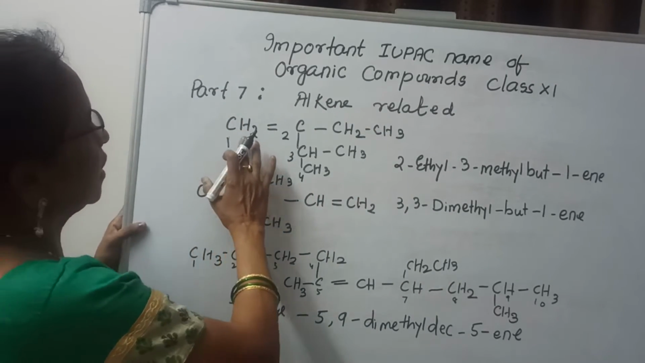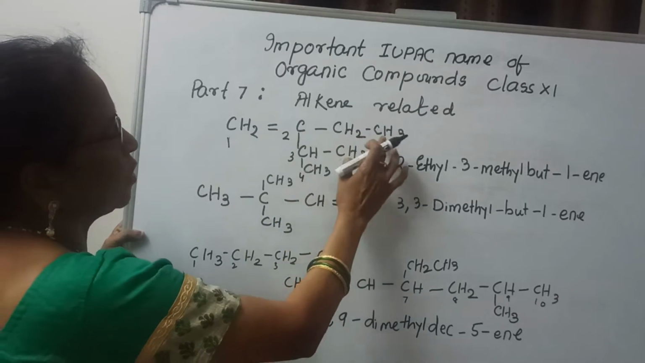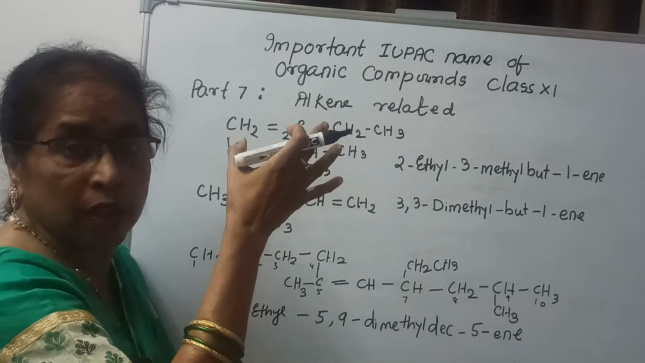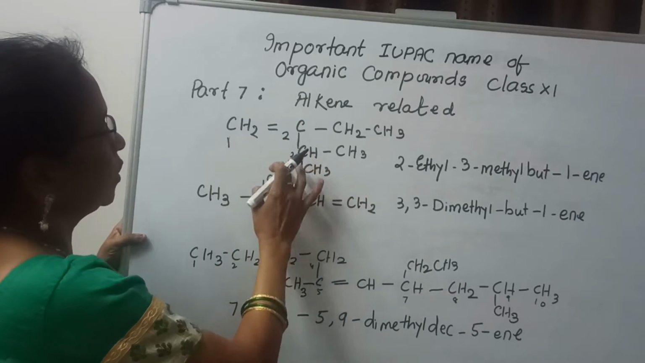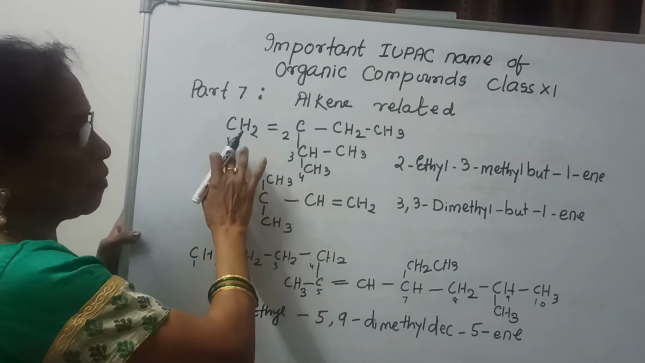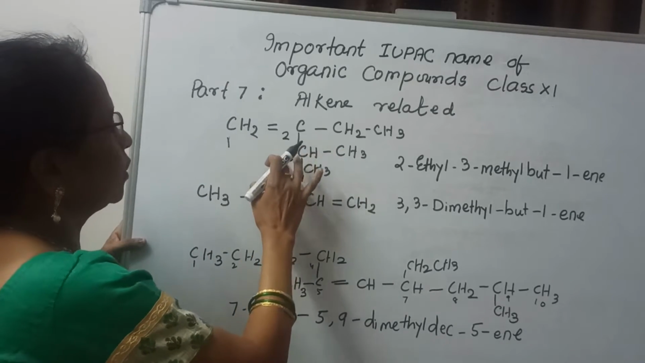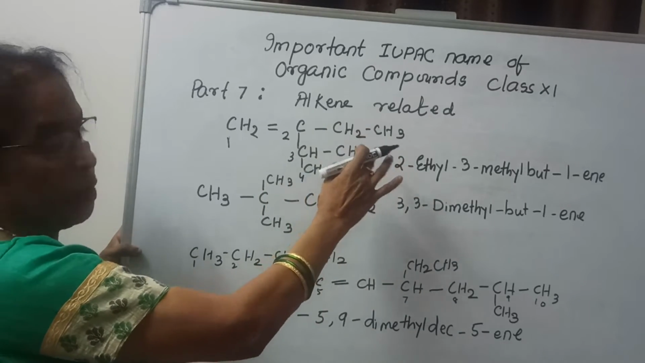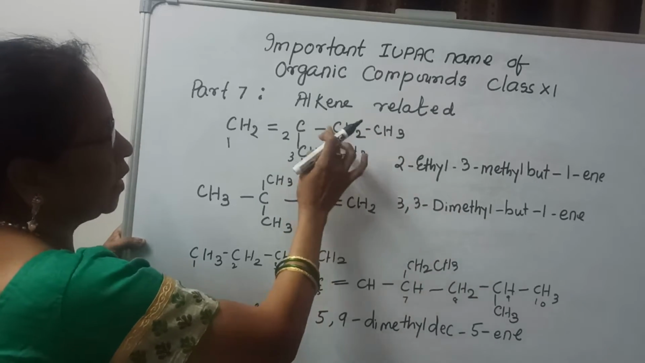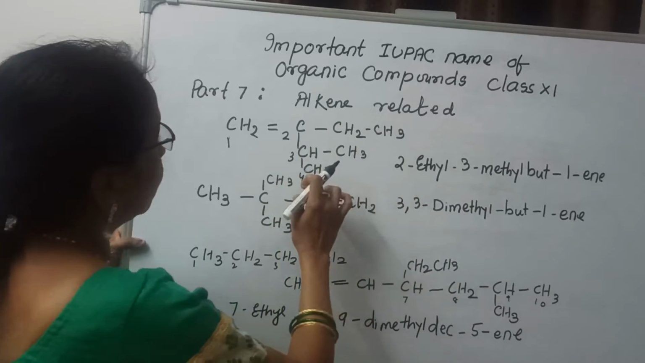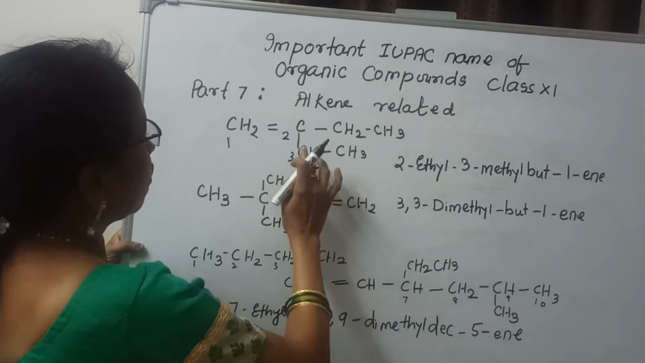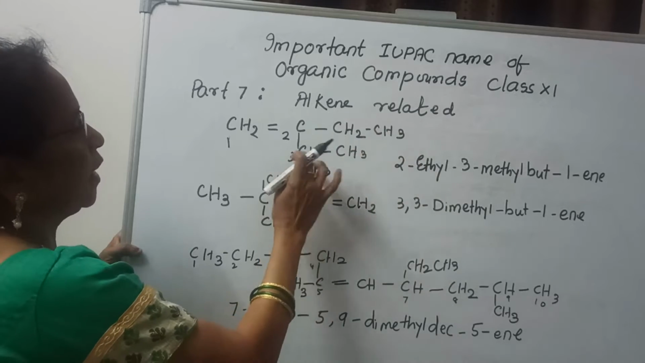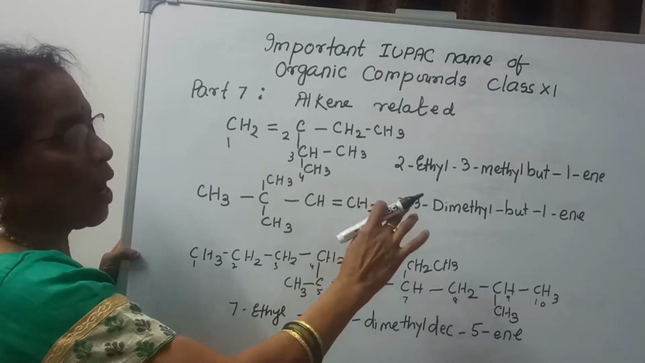See the first one: CH2 this side, CH2 CH3 this side, also the branch chain is there. How can you see the longest chain? 1 2 3 4, because the double bond is there, that is why from this side you count 1 2 3 4. In 3 position there is a methyl group, in 2 position there is an ethyl group. So what is the name? 2 ethyl, 3 methyl, but means 4 carbon, 1 ene, after 1 there is a double bond. Again see: 2 ethyl, 3 methyl and but-1-ene.